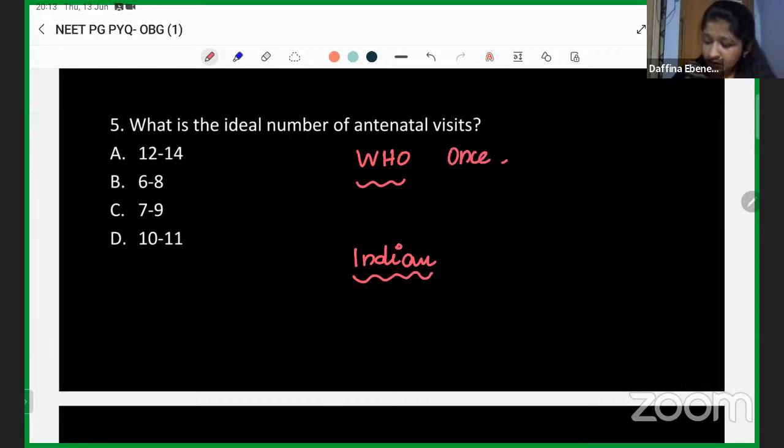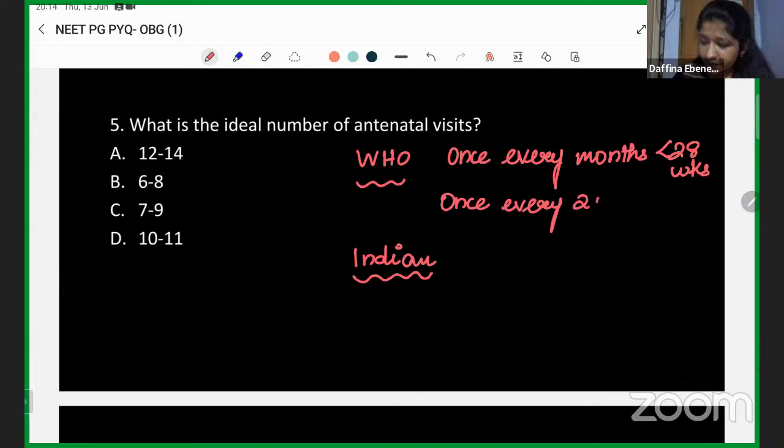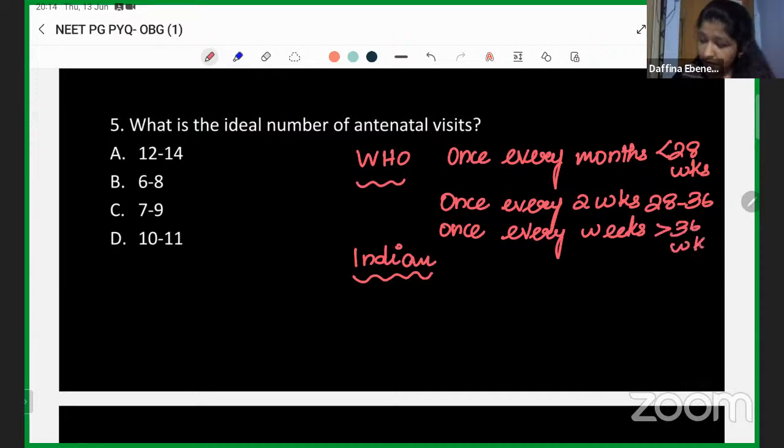once every month up to 28 weeks. Okay, so then once every 2 weeks after that, from 28 to 36 weeks. From 36 weeks till term, it should be once every week. So this will account to a total of 12 to 14 visits. Okay. So that is the WHO criteria.